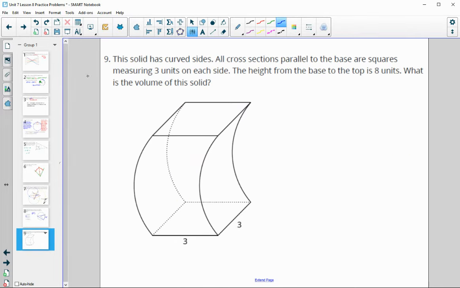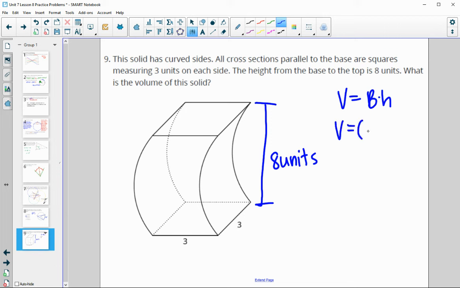All right, then number 9 says we have a solid that has curved sides. All the cross sections parallel to the base are squares measuring 3 units on each side. The height from the base to the top is 8 units. Find the volume. So remember, volume is area of the base times the height. So if your cross sections stay the same that whole way, it doesn't matter if it's curved.